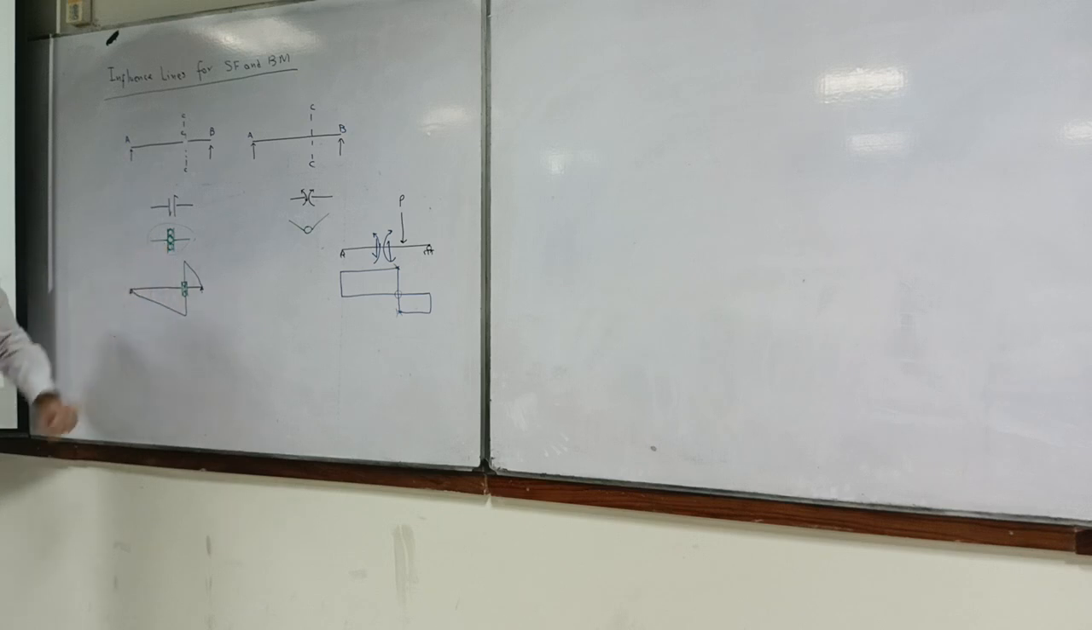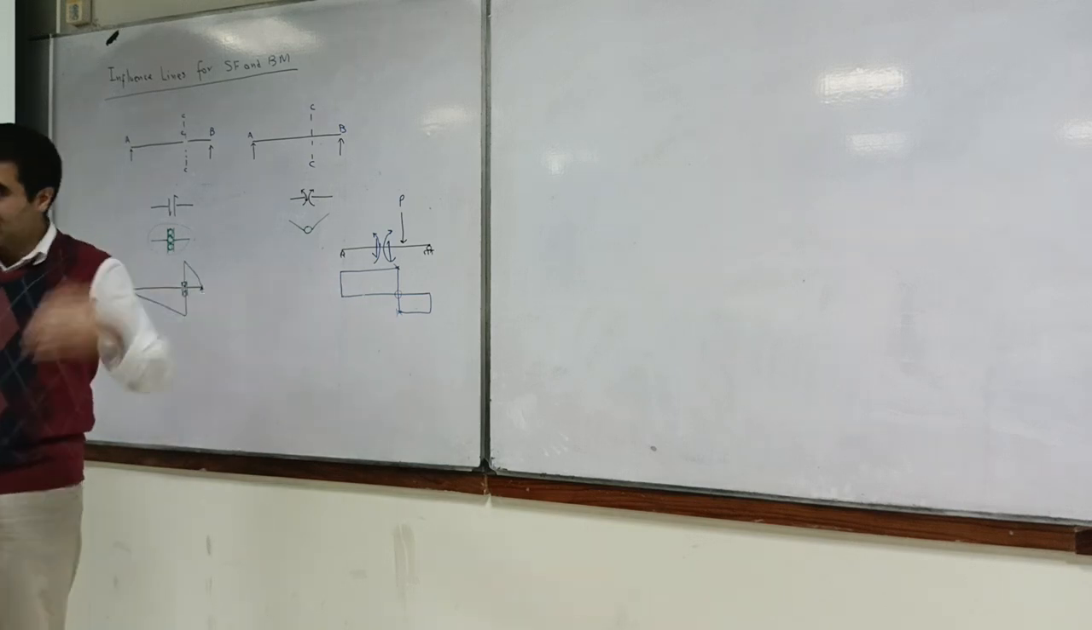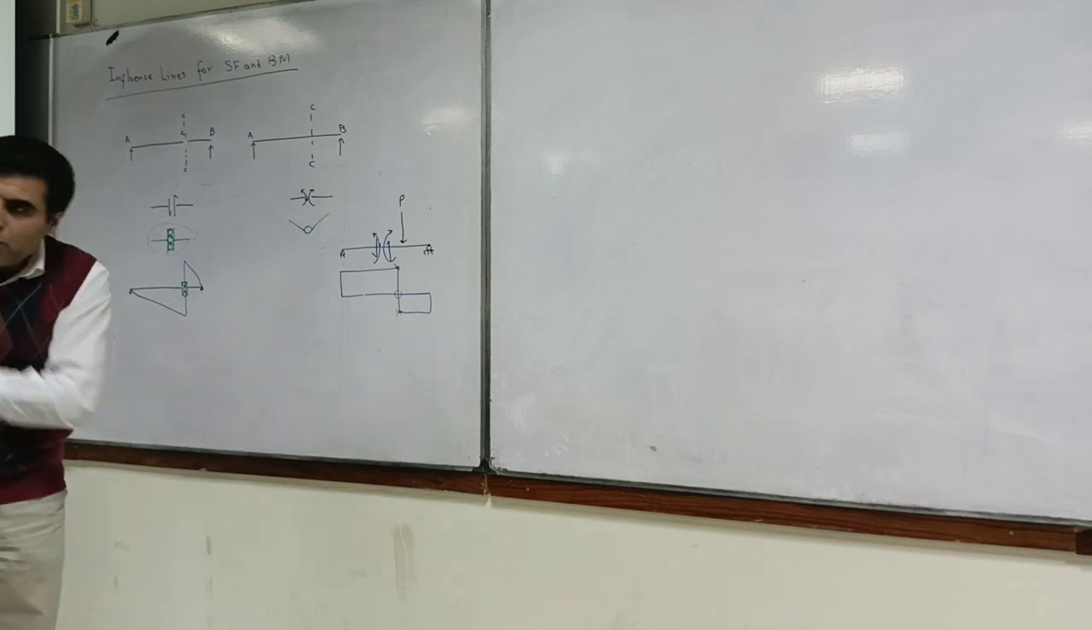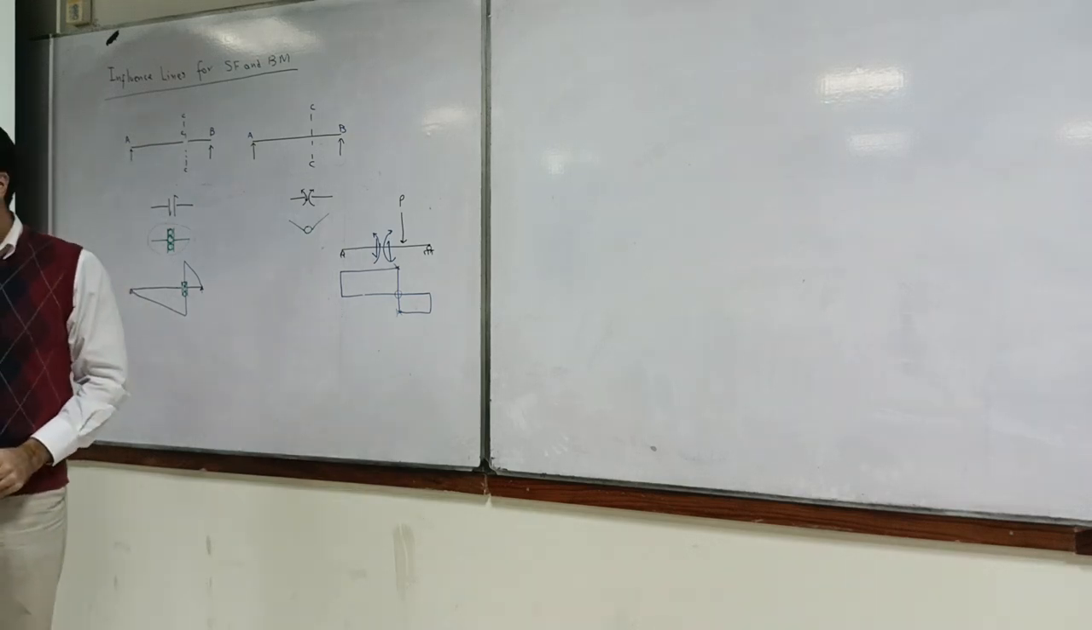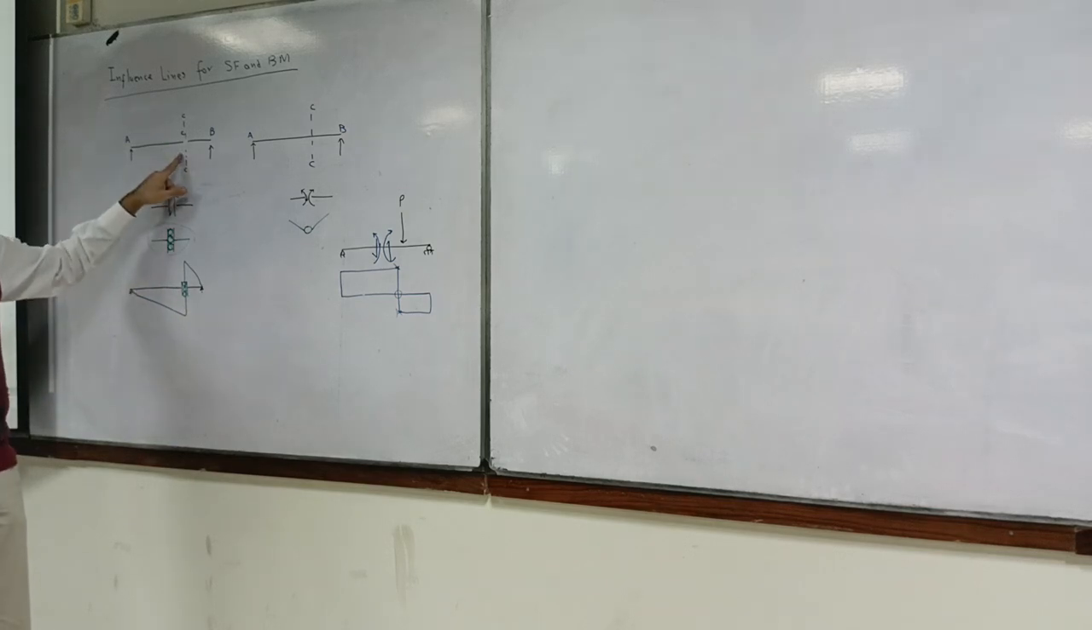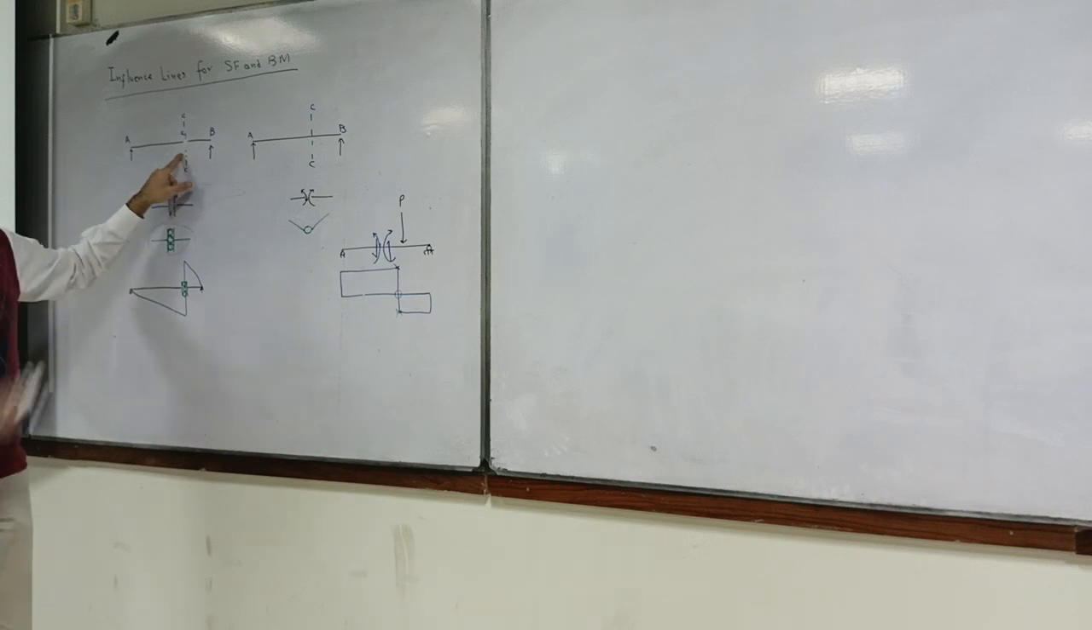Sir, we have applied unit load at the point C. No, this is an influence line diagram. We are running the unit load all along the beam. This is not the shear force diagram. In shear force, the location of the load is constant. But in this case, the location of the load is changing. So this influence line is telling you what will be the shear at point C when you make the load run along the whole beam.